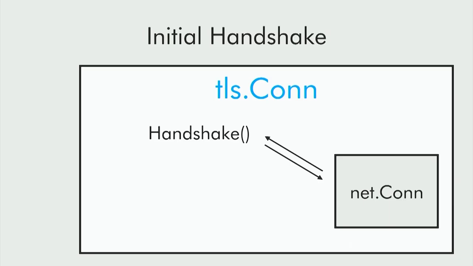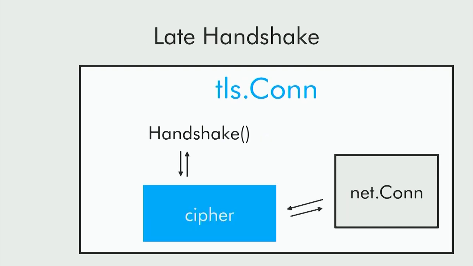How it works internally is, of course, that first, Handshake takes ownership of the net.Conn and exchanges the first messages, the client hello and the server hello, to start setting up the connection. It agrees on the keys, and then it instantiates the cipher suite to encrypt the data. Then Handshake starts going through the ciphers to communicate with the net.Conn and completes the handshake.